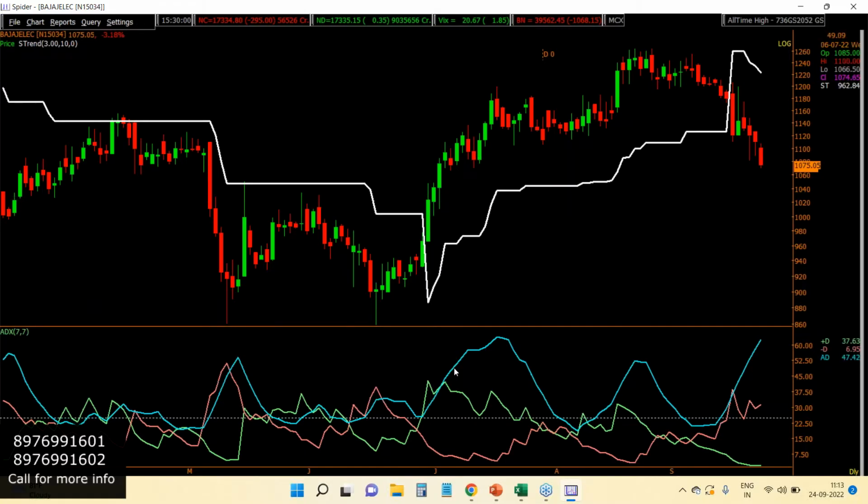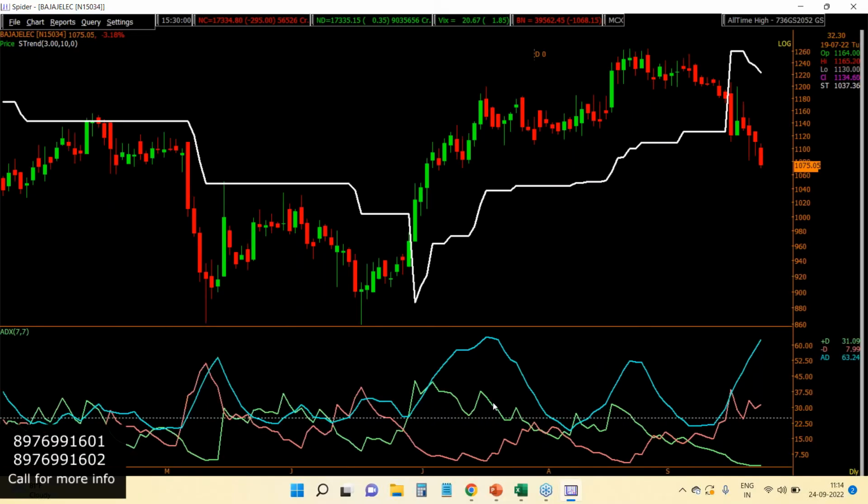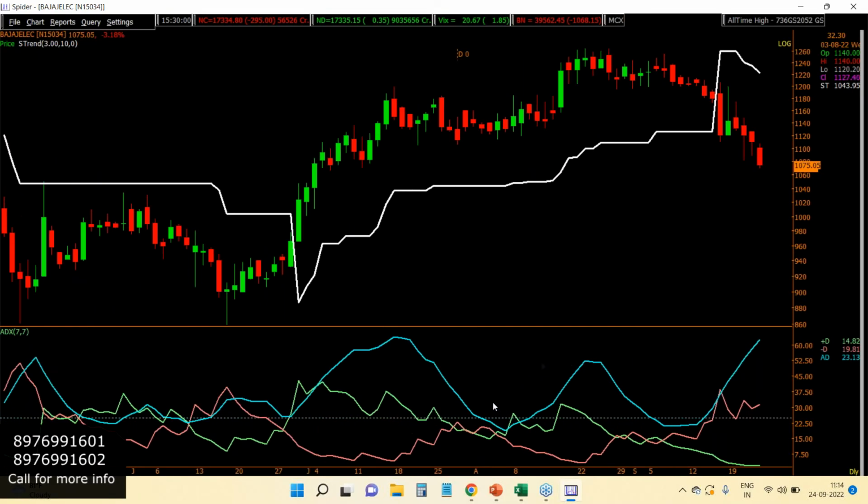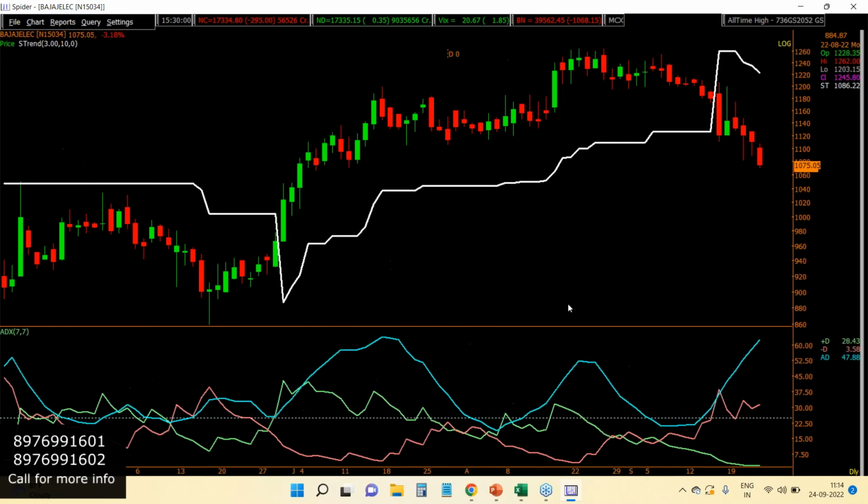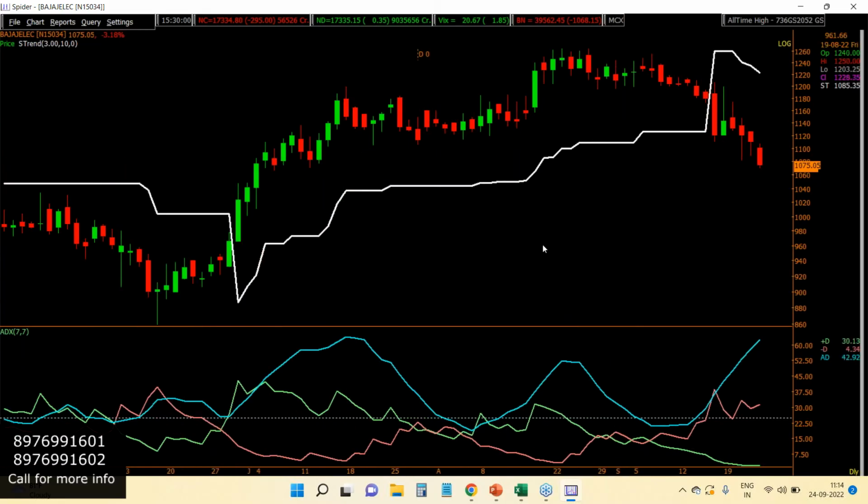As you can see here, the particular trend has been completed on the upside. Why? Because the ADX has shown some strength, and the DI is also moving in that particular direction. So these are the things that we have to keep in our mind. This was some examples. We'll see some more examples.